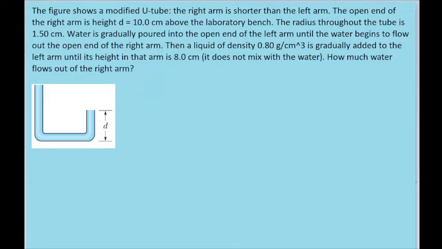If we want to know how much water flows out of the right arm, what we really want to figure out is how much water is going to be displaced by the addition of this less dense fluid on the left side of the tube. Now, I first want to point out that a common mistake on this problem is assuming that the amount of water that is pushed out of the right side is going to be the same volume as the volume of fluid that is poured into the left arm of the tube. This is not the case, because since the left fluid is less dense, it's not going to be displacing the water that much, since the water is denser.